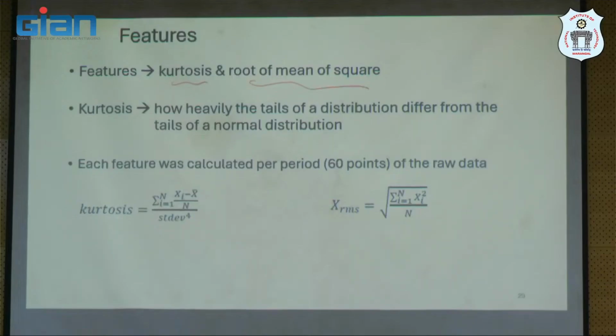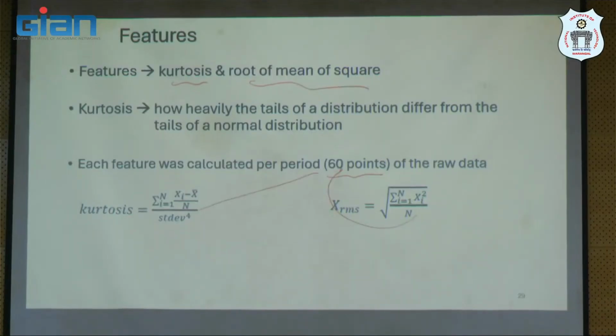To calculate kurtosis, I do summation i equal to 1 to n, where n would be 60 in this case, of xi minus x bar, where x bar is the mean value of that one cycle, which is 60 data points, over n, divided by the standard deviation to the power 4. And x RMS is the square root of summation i equal to 1 to n of xi squared over n. Again, we are looking at 60 points, so n is equal to 60. So every cycle I am calculating kurtosis and RMS.